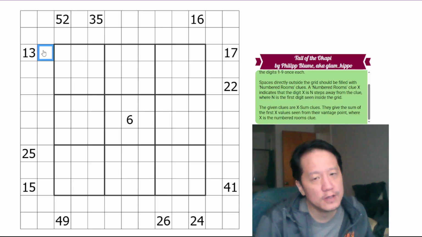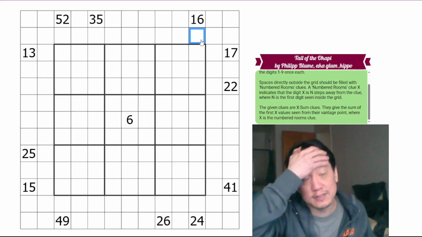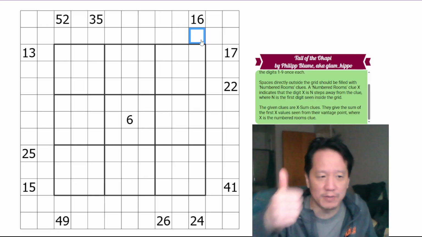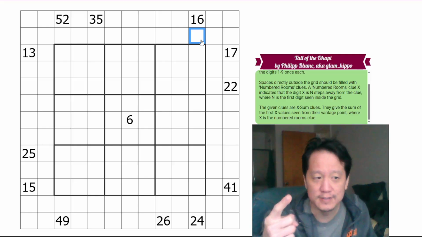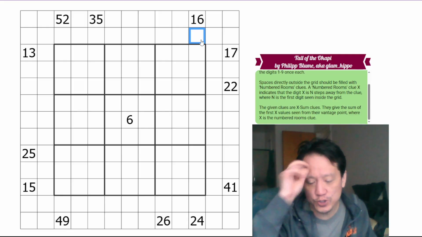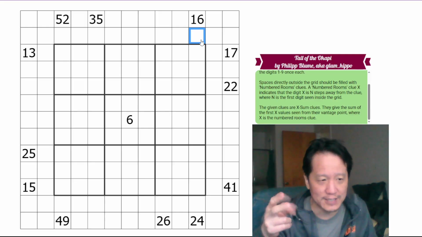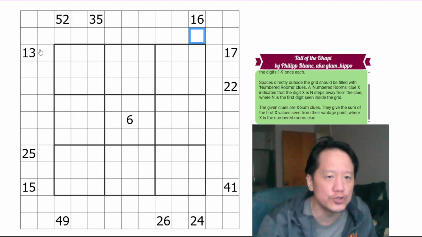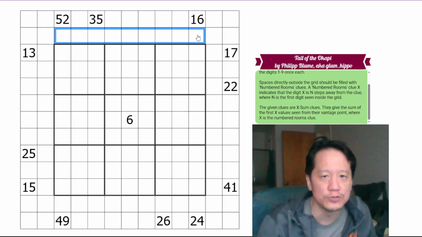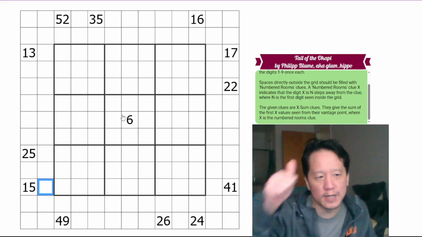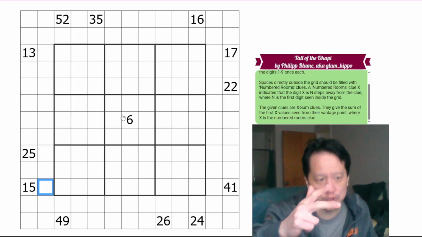For the numbered rooms clues that are next to the X-sum clues, you can't have 1, because the sum of one digit is always going to be 1. For 2, the max sum you could have is 2 and 9, which adds up to 11. So you can't have 2 in any of the numbered rooms clues that are next to X-sums. 3 can be up to 3, 9, and 8, which is 20.